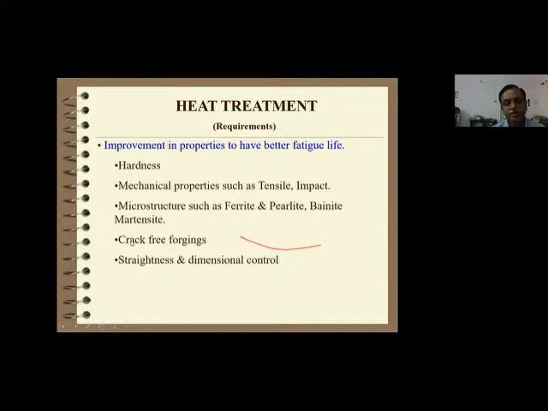Then the forging has to be crack free, because there is no point after doing all this process if a crack is there on the component; then the total process will go to waste, and defective jobs should not be sent for further processing. So it has to be crack free, for which a test called MPI or magnetic particle inspection is carried out. And then the straightness and dimensional control is again very important. If the job is bent or the dimension is not okay, that is again not acceptable.